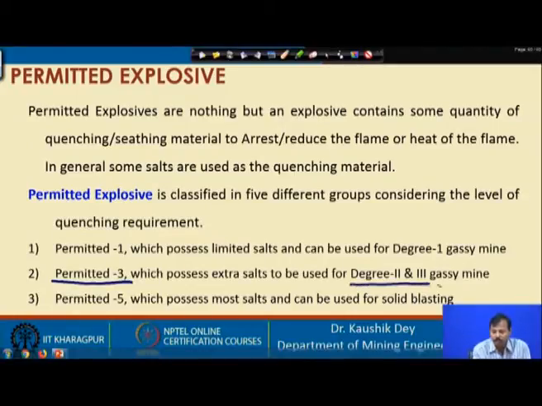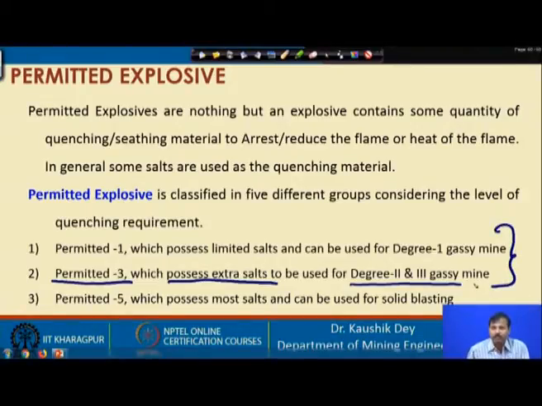The second one is the permitted 3, which can be used for degree 2, degree 3 gassy mines where the release of methane is more, that is why the possibility of having an explosive environment is high, and in that case extra precautions should be taken, so that flame or heat cannot arise there. That is why extra quenching and seething material should be used.